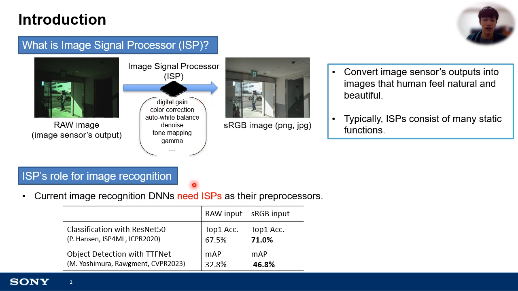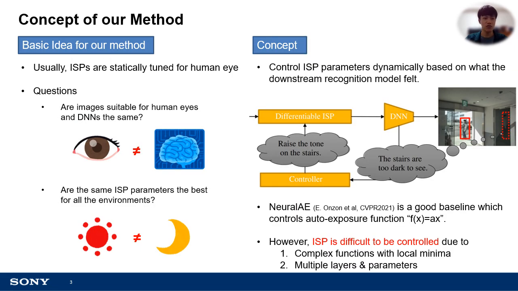It is known that current image recognition DNN needs ISP as their preprocessors. sRGB input to DNN rather than raw image get higher accuracy. Usually, ISPs are statically tuned for human eye by experts. Our questions are images suitable for human eye and DNN the same? Also, are the same ISP parameters the best for all the environments?